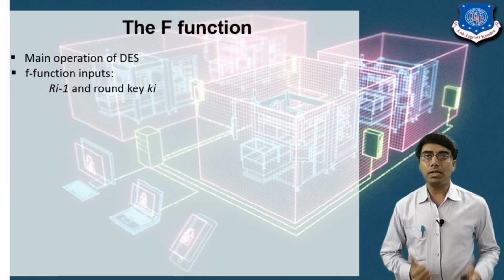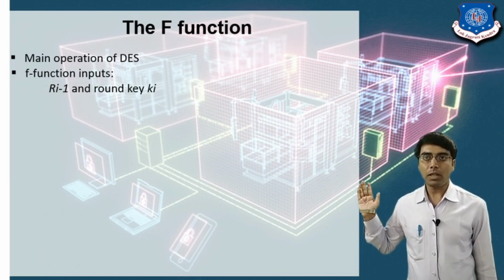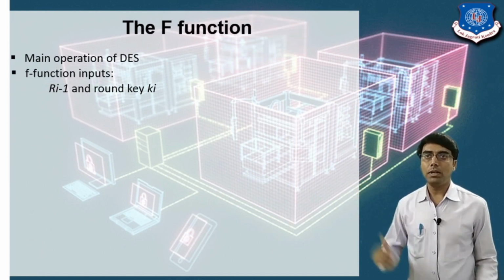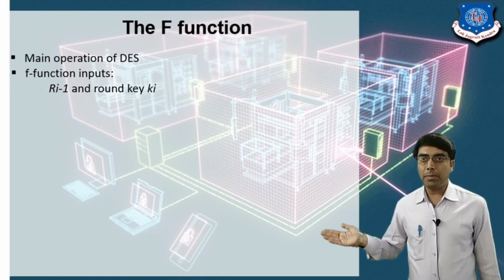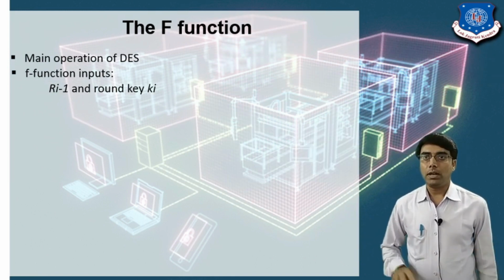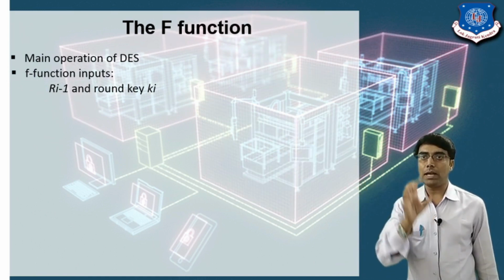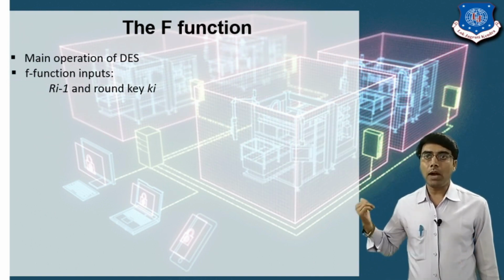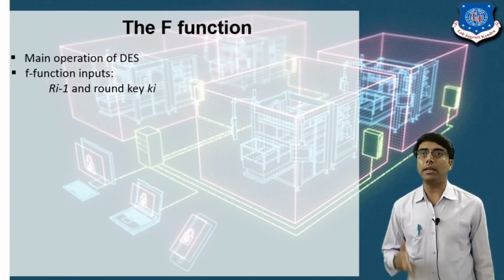Now the f function takes input Ri minus 1 and a round key Ki. It means initially the 64-bit plain text is divided into two halves, each of 32 bits: the left plain text and the right plain text. Now we are not focused on the left plain text. We are only focused on expanding the right plain text. So initially we are considering the right plain text Ri minus 1 and the round key Ki.